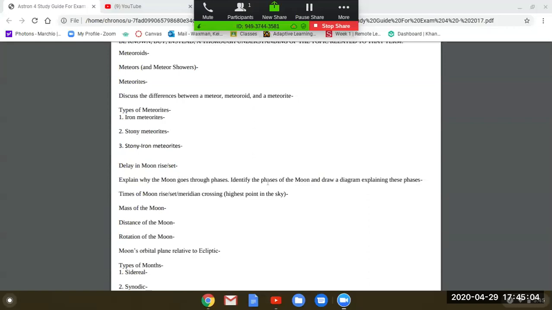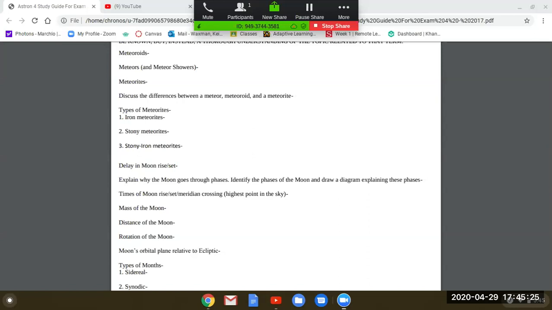Now explain why the moon goes through phases. Identify the phases of the moon and draw a diagram explaining these phases. I'm going to give you a diagram on this test. And it's going to have the Earth. It's going to have the moon at different positions around the Earth as it's orbiting. It's going to label the moon, kind of like we did in our lecture. And it's going to show where the rays of the sun are coming from, the direction of the sun.